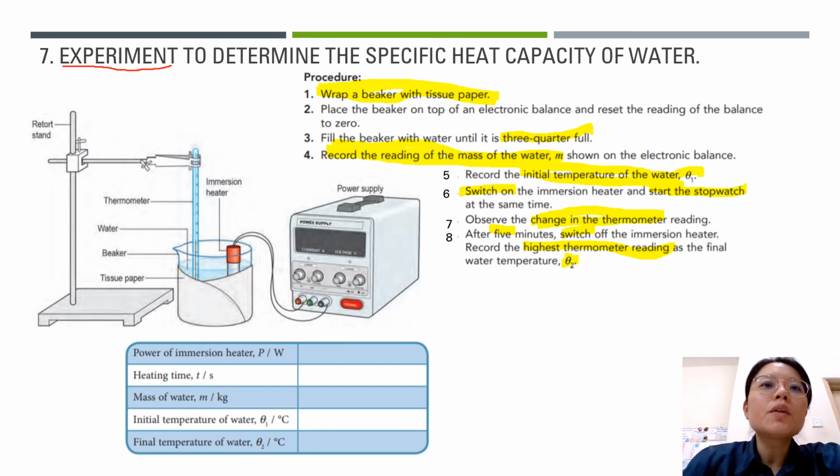So now we have a table for you to calculate the value of specific heat capacity of water. Power of immersion heater, heating time 5 minutes, mass of water you get from electronic balance, initial temperature of water theta 1 from thermometer, and after 5 minutes the final temperature of water theta 2. You can put in the formula to calculate specific heat capacity of water.